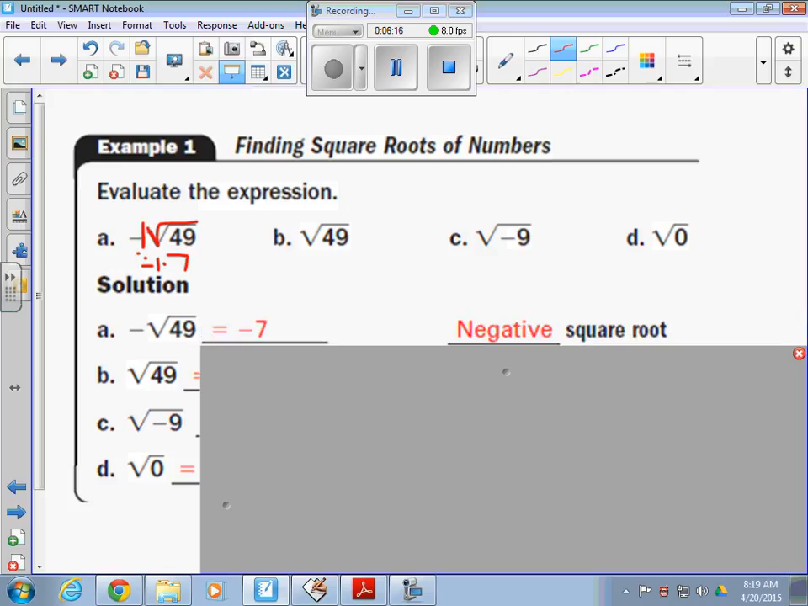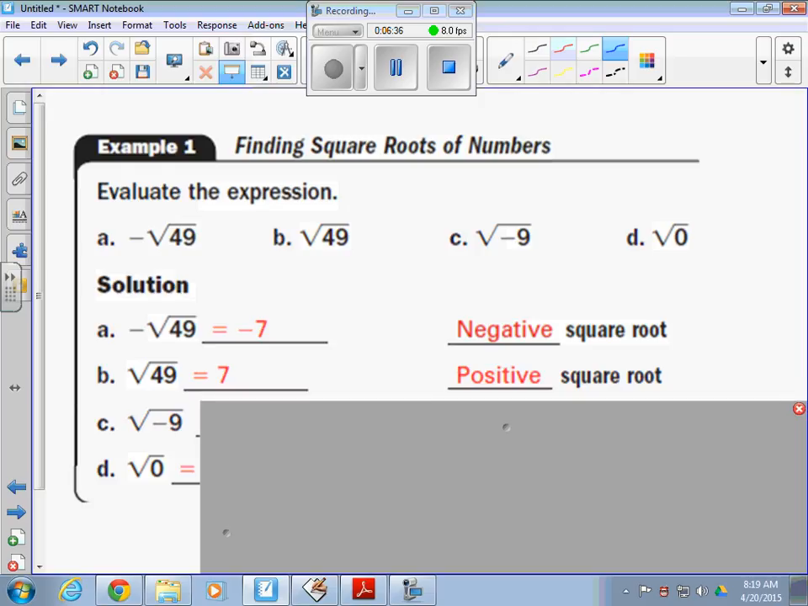We'll leave it like that for right now. We'll talk about the other one in a second. But 7 comes down, negative 1 times 7 gives you negative 7. Here's an example of a negative square root. The square root of 49, notice there is no negative in front of b. So what times itself is 49? 7 is. That's a positive square root.